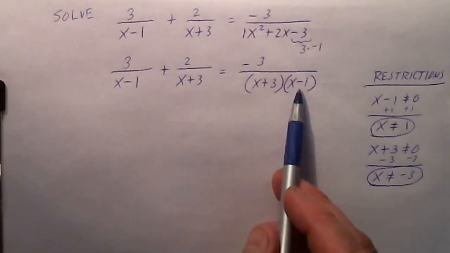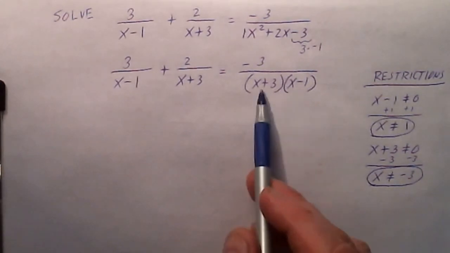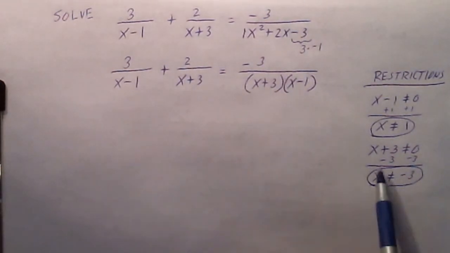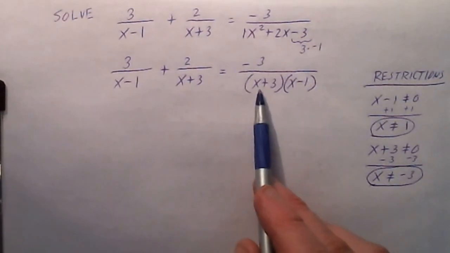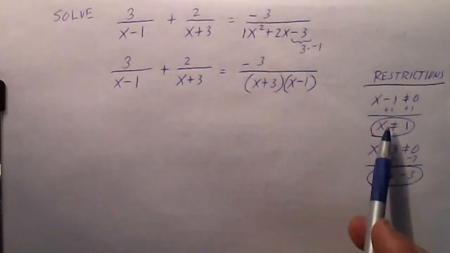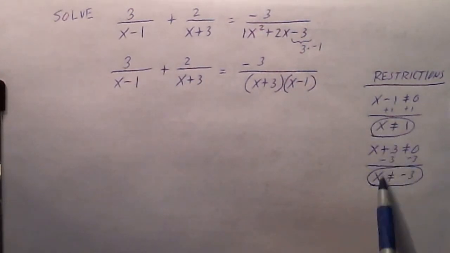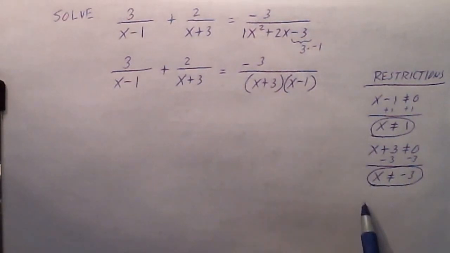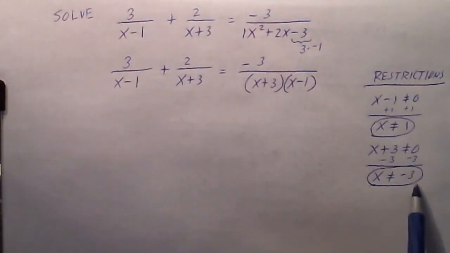Notice, in order for this denominator to never be 0, since we already dealt with x plus 3 not being equal to 0, x cannot be equal to negative 3, or x cannot be equal to positive 1. We already dealt with that earlier. So we have all the restrictions placed on this rational equation here. X can never be equal to 1, or x can never be equal to negative 3.